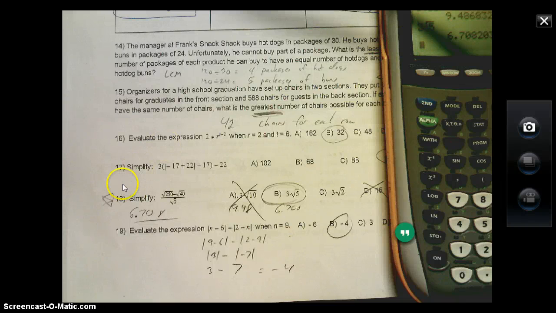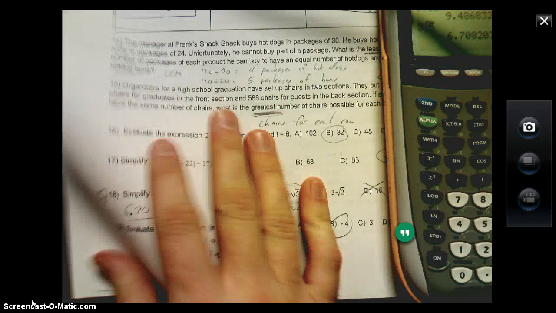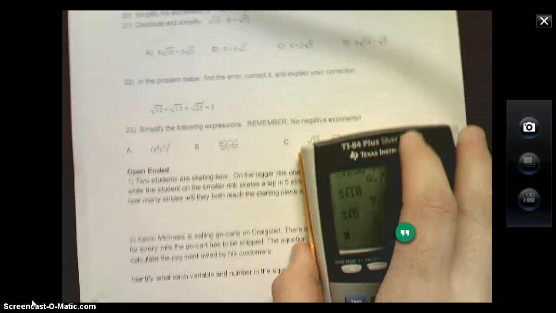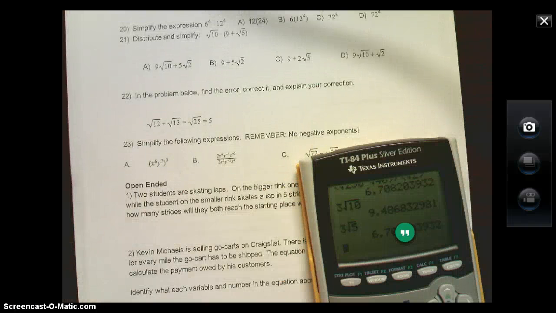All right. Okay. Let's take a look at our final page. Okay. I'm going to show you guys a few more calculator tricks. All right. Very good. All right, guys. So sorry about that. Just had to refocus it.